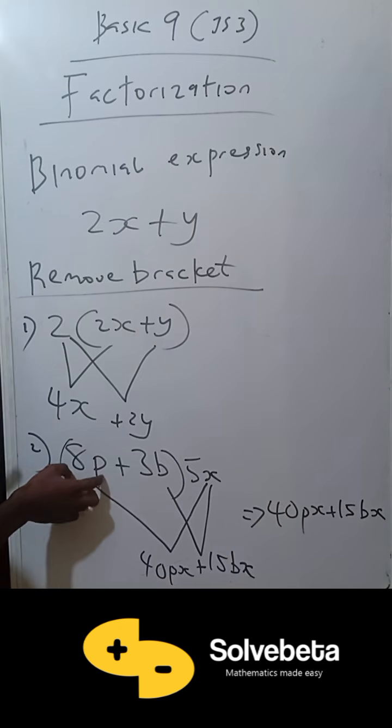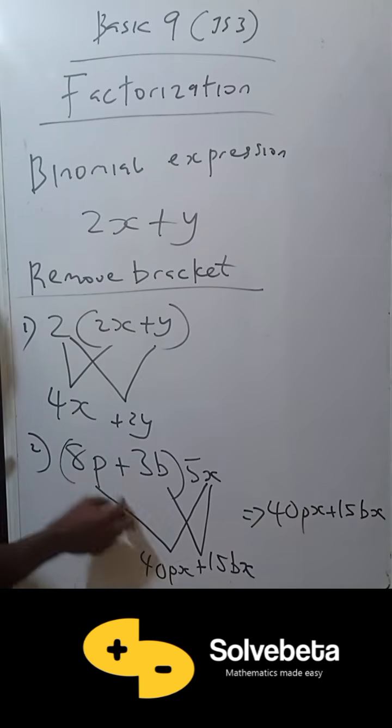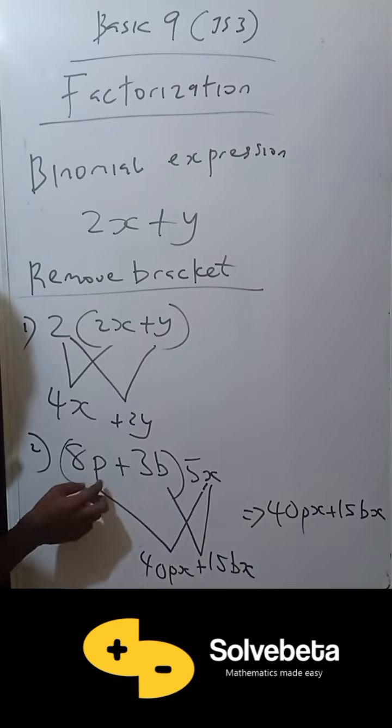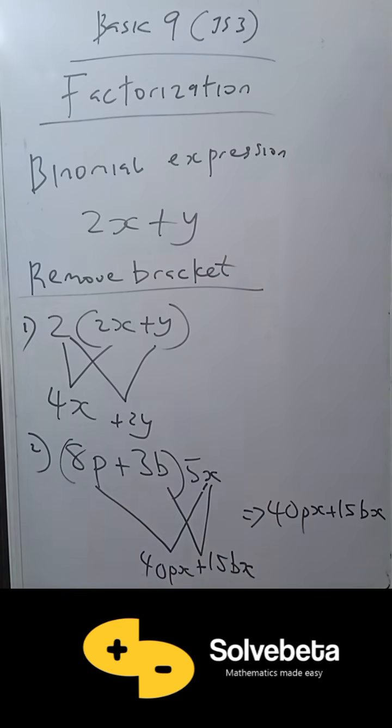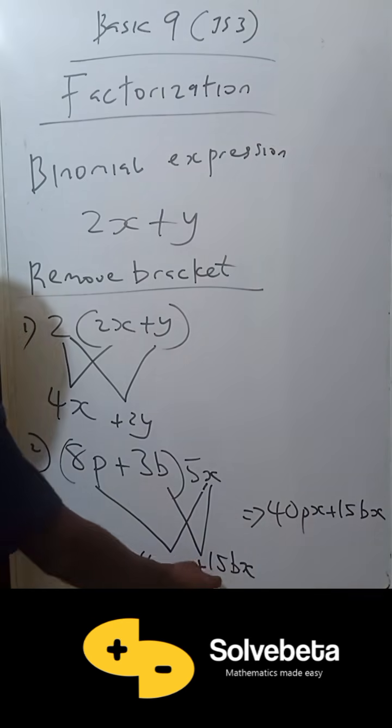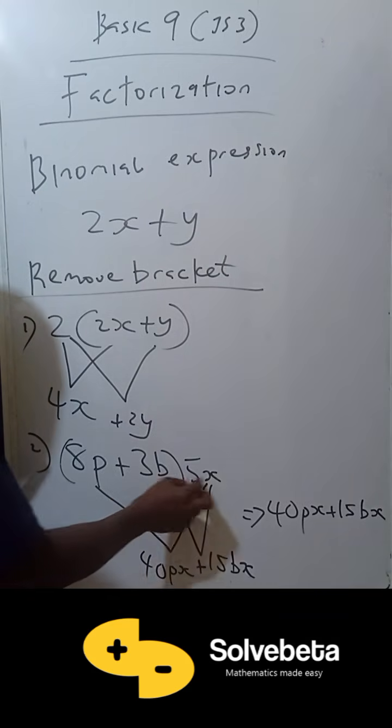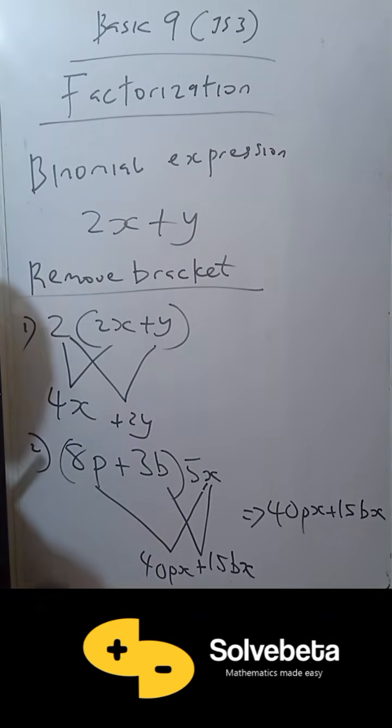Let me take it again. 5x times 8p. First multiply the numbers: 8 times 5, 40. p times x, px. 3 times 5, 15. b times x, bx. Both are positive, so you have positive. That's how you get your answer.